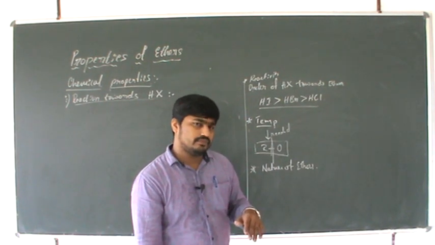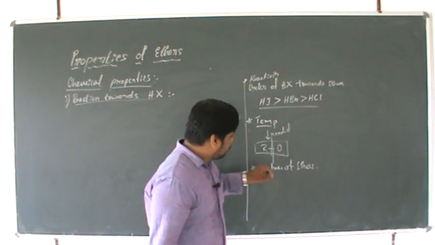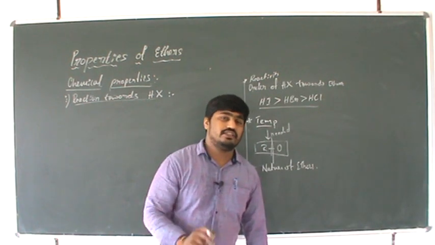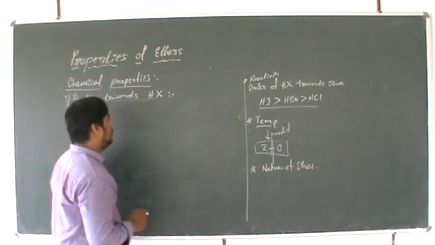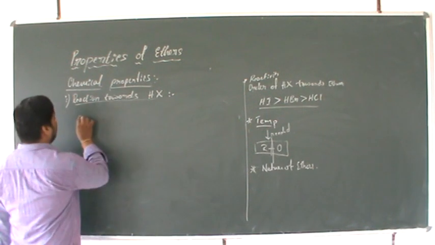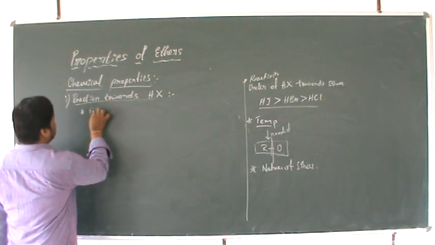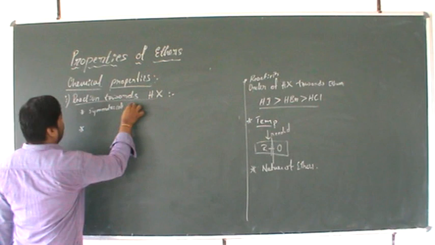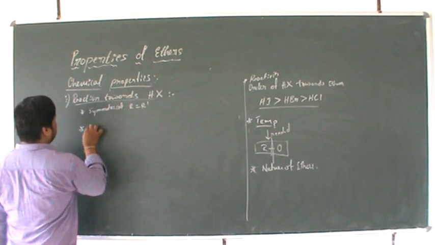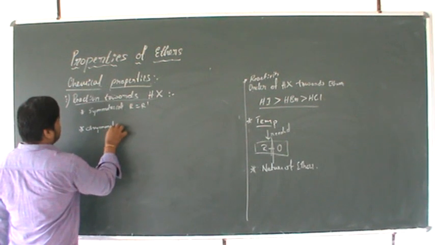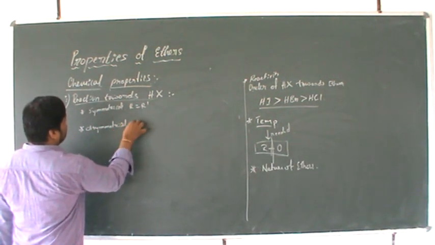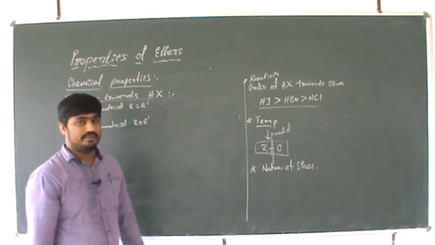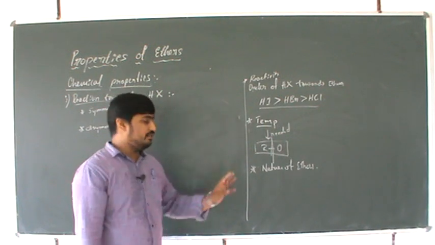But in case of unsymmetrical ethers, R is not equal to R dash. There are two important things under reactivity towards hydrogen halide. One is symmetrical ether, R equal to R dash. The second is asymmetrical ethers, R is not equal to R dash. In this case, a small difference is observed.